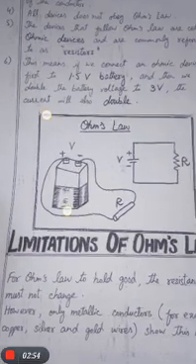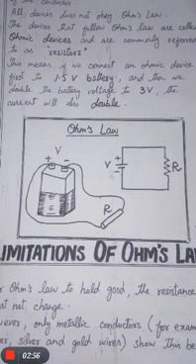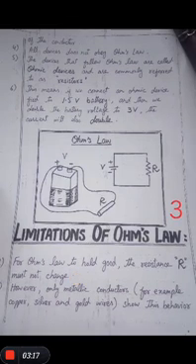According to the figure, the circuit is shown over here, in which a battery is connected to the terminals of a wire in which the current is flowing and the resistance of the wire is denoted by R. If the voltage is applied across the terminals of the wire and it has resistance, the current will start flowing through it. So this is the concerned figure for Ohm's law.